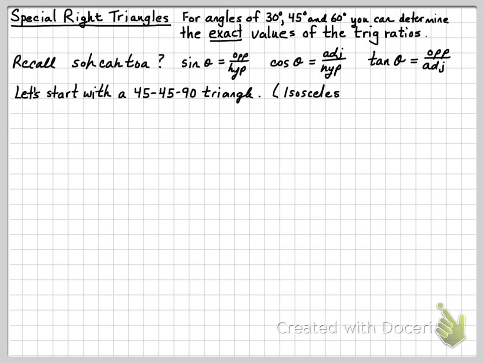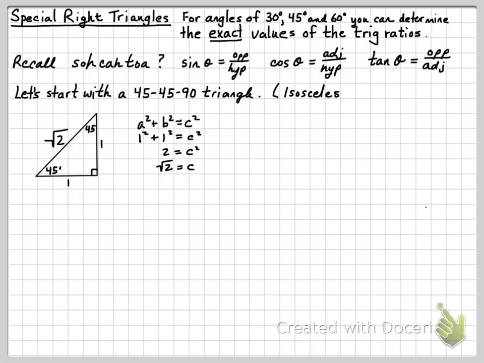That would be an isosceles triangle. And the two sides opposite the 45-degree angles are going to be the same measure. We're going to say that they're each going to be 1 unit in length. Now, what we want is to figure out what's the hypotenuse. Well, since a squared plus b squared is equal to c squared, and 1 squared plus 1 squared is c squared will equal 2, so c will equal the square root of 2. That's the length of the hypotenuse.